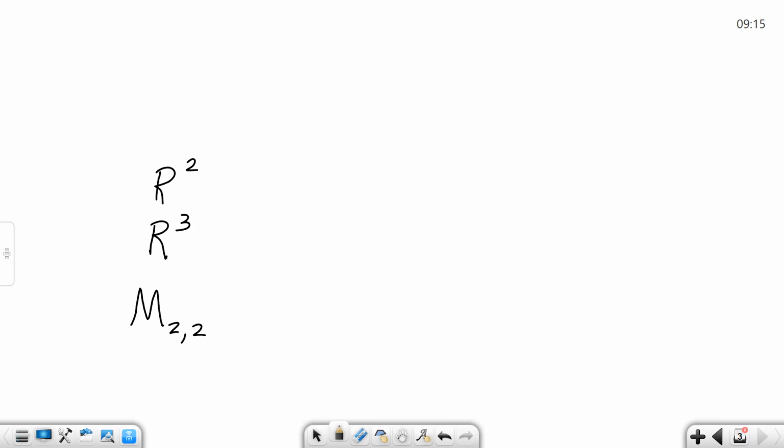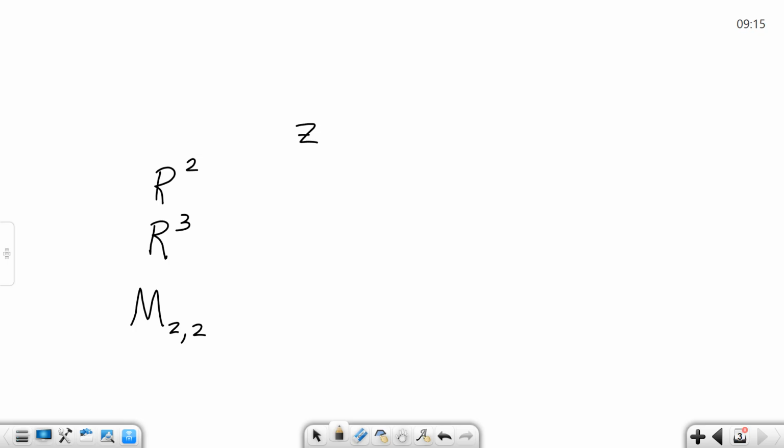Okay, so these are 3 random vector spaces. R2 is a set of all ordered pairs, R3 is a set of all ordered triples, and M22 is a set of all 2x2 matrices. So one of the questions I sometimes ask you is, what does a 0 vector look like for R5? Or what does a 0 vector look like for M22?